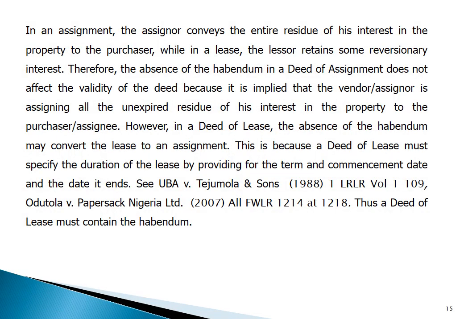In an assignment, the assignor conveys the entire residue of his interest in the property to the purchaser, while in a lease, the lessor retains some reversionary interest. Therefore, the absence of the addendum in a deed of assignment does not affect the validity of the deed, because it is implied that the vendor assignor is assigning all the unexpired residue of his interest in the property to the purchaser assignee. However, in a deed of lease, the absence of the addendum will convert the lease to an assignment. This is because the deed of lease must specify the duration of the lease by providing for the term and commencement date and the date it ends.